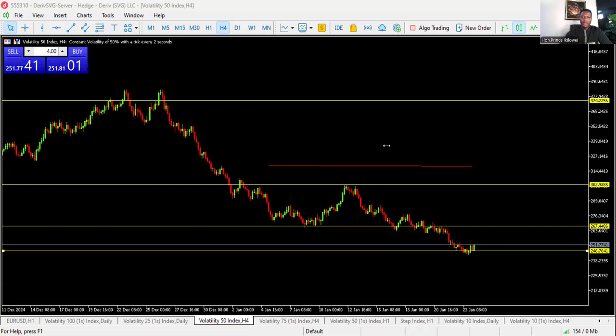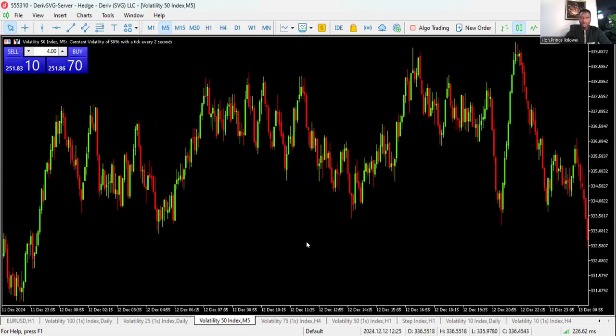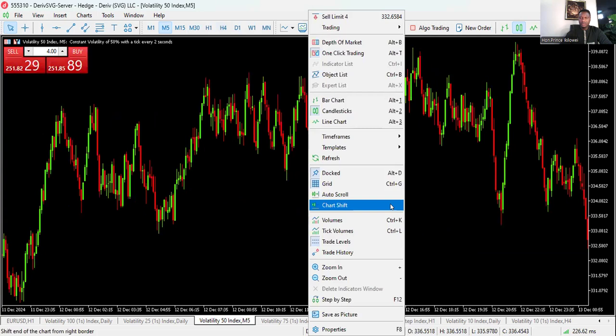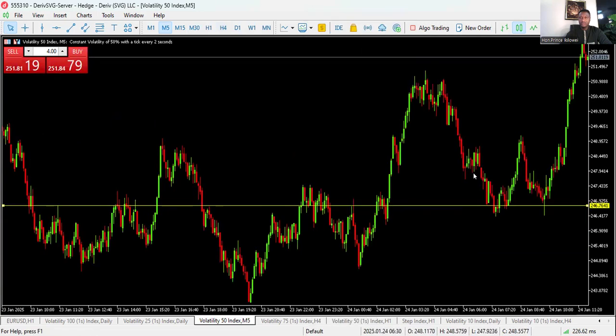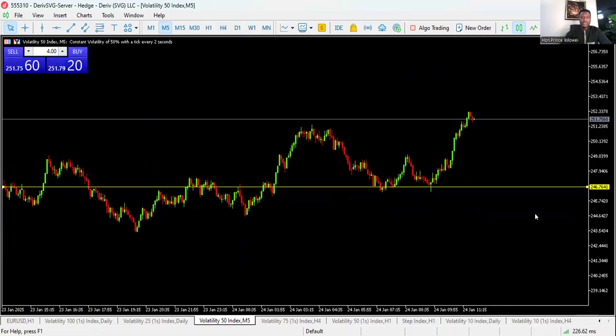So buy stop is simply placing a buy order above the current market price. For instance, this is the market right now at the moment. This is the V50 index. So let's say this is the market. So imagine now you see that the market is on this.